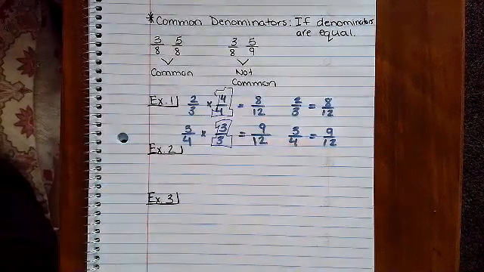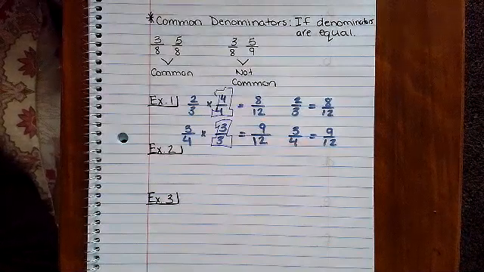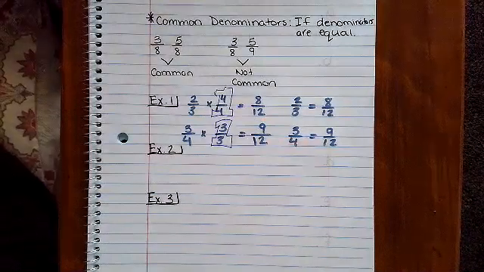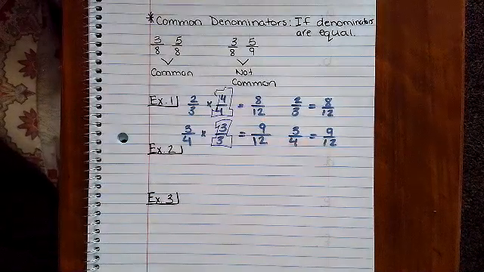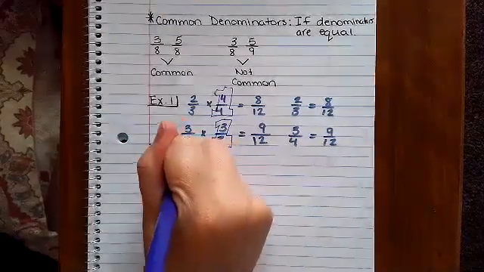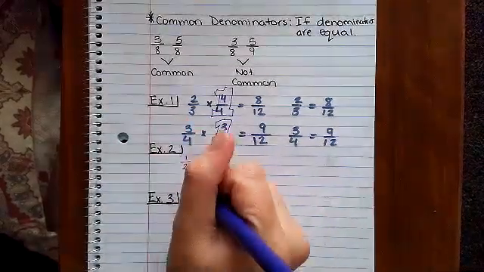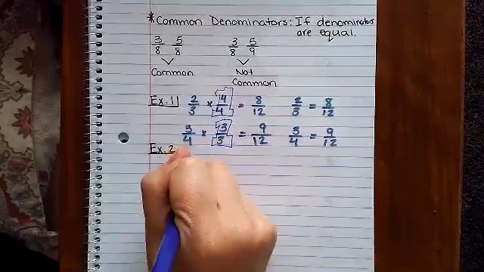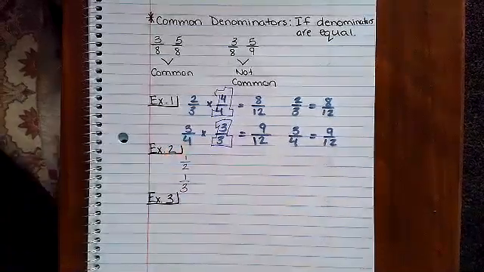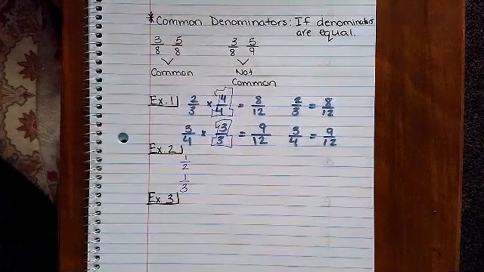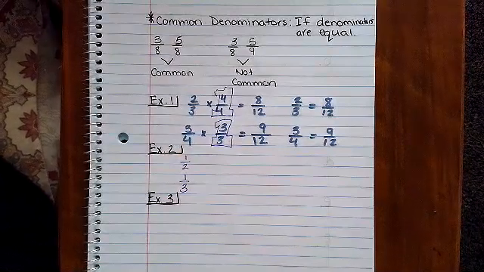Example number 2 is saying we're going to rename the fractions 1/2 and 1/3 so that they have a common denominator. This time they didn't give you a common denominator, so we have to find a common denominator before we can rename the fractions. The denominators are 2 and 3. The product of 2 and 3 is 6. So 2 times 3 is 6, and our common denominator is going to be 6.